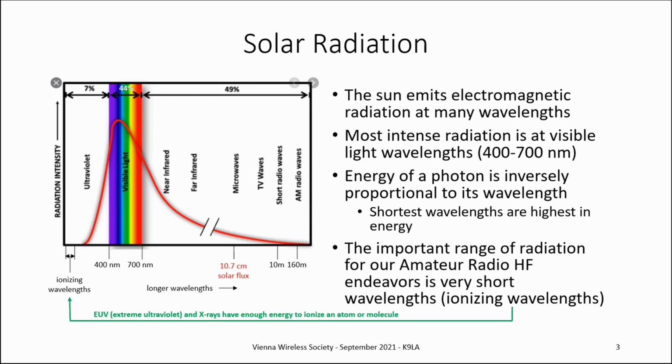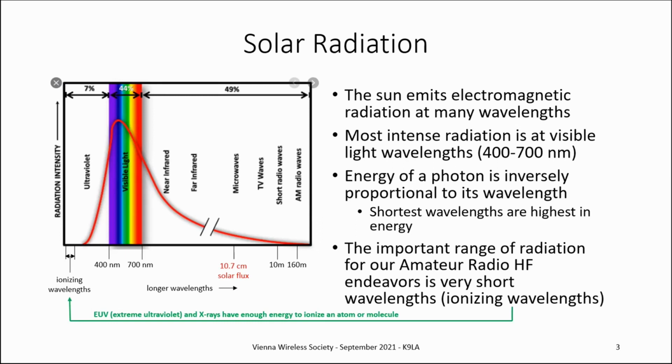Now, in relation to ionization, the energy of a photon of electromagnetic radiation is inversely proportional to its wavelength. In other words, the shorter the wavelength, the higher the energy the photon has. And what that means is when there are atoms and molecules in the atmosphere, the photon needs a minimum amount of energy to ionize either the atom or the molecule. In other words, strip off an electron.